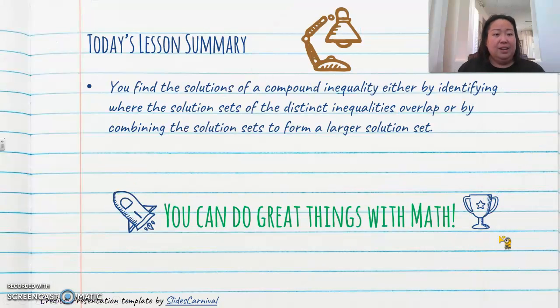So to summarize, you find the solutions of a compound inequality either by identifying the solution sets of distinct inequalities where they overlap, or you can also combine the solution sets to form a larger solution set, okay?